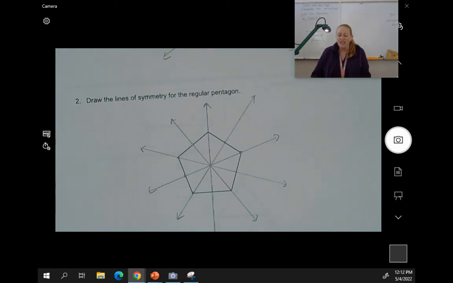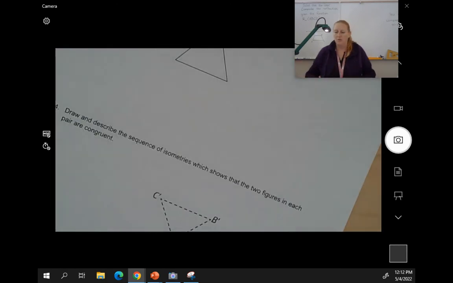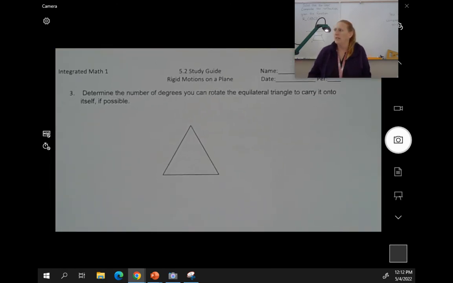So those are all lines of symmetry. You could pick any one of those lines and you could fold your regular pentagon on it and it would be a perfect reflection on the two sides. That's pretty snazzy. Let's come over to question number 3.